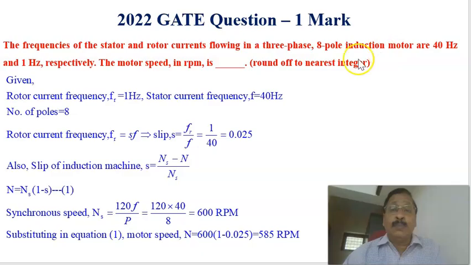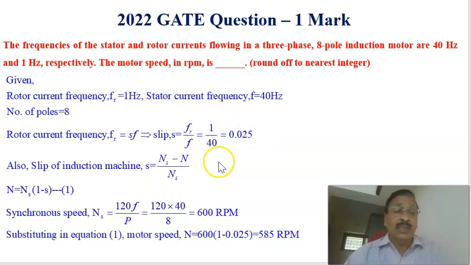The synchronous speed is given by 120 f divided by p, where f is the supply frequency, which is nothing but the stator current frequency, equal to 40 Hz. Therefore, it is equal to 120 into 40 divided by number of poles 8, which is equal to 600 RPM. Therefore, this is the synchronous speed, ns. You have to find the speed of the rotor, n, which is equal to ns into 1 minus s. s is already calculated as 0.025.